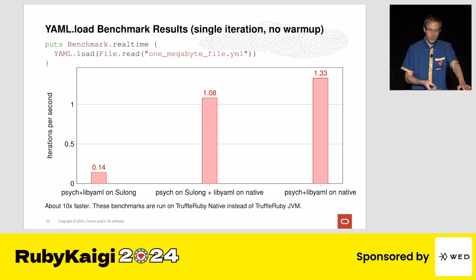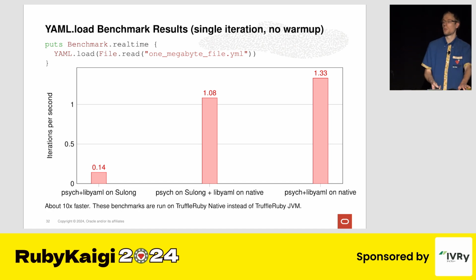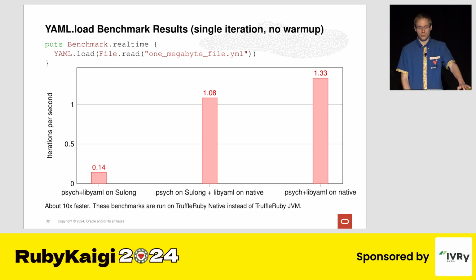And we see if we run both of them on Sulong, it's really slow. It's only 0.14 iterations per second, so it takes something like 7 seconds to parse this 1 megabyte file. But as we run more on native, we get faster. That's because we don't need warm-up. We don't need to just-in-time compile this C function or anything. They're already pre-compiled to assembly. So that's one good advantage of running C extensions natively.